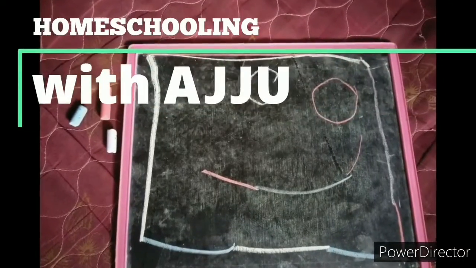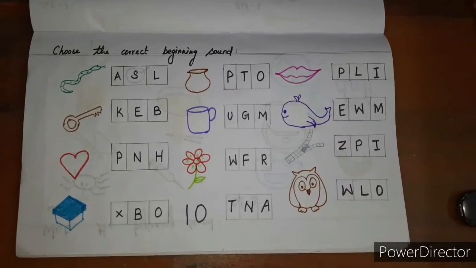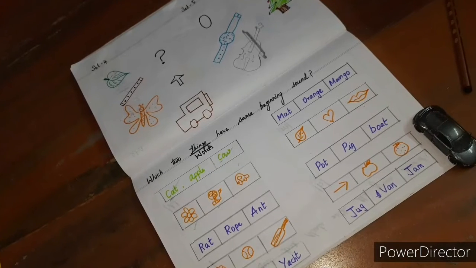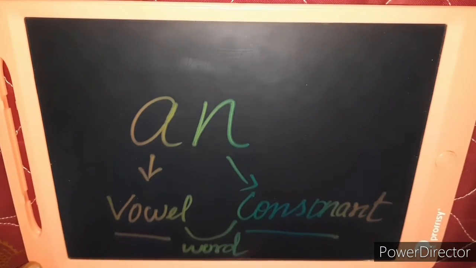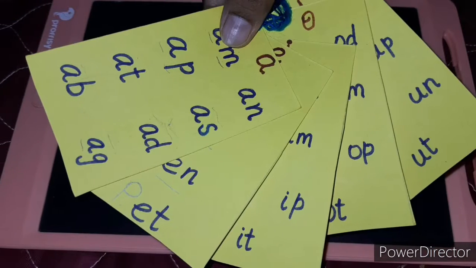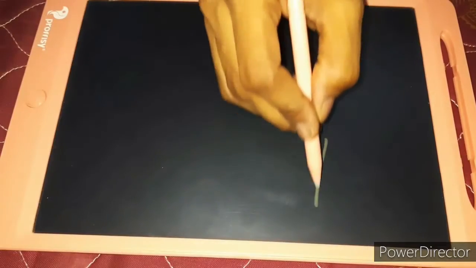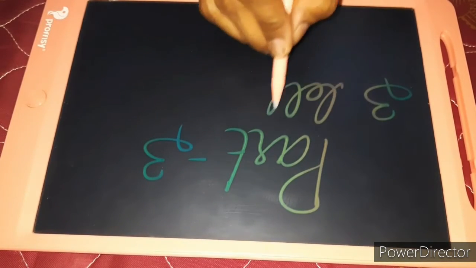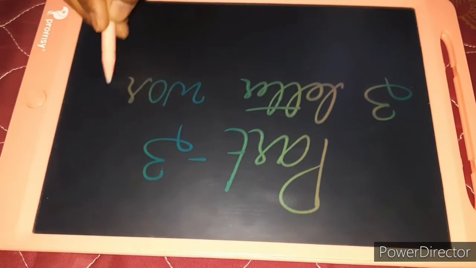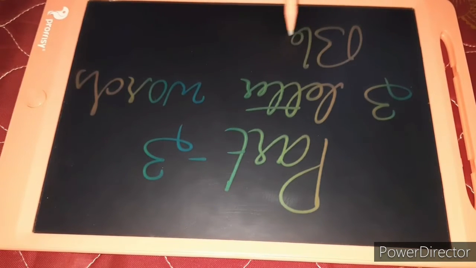Hello everyone. So far in this series we have seen part 1 and part 2, that is how to teach individual sounds to kids and how to teach them to identify the beginning sound, and with the help of these two we saw how to teach two letter words blending. Today we'll be seeing how to teach kids to read three letter words, that is three letter words blending with the help of two letter words.